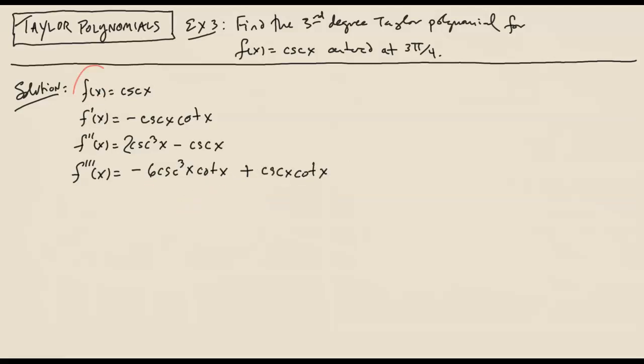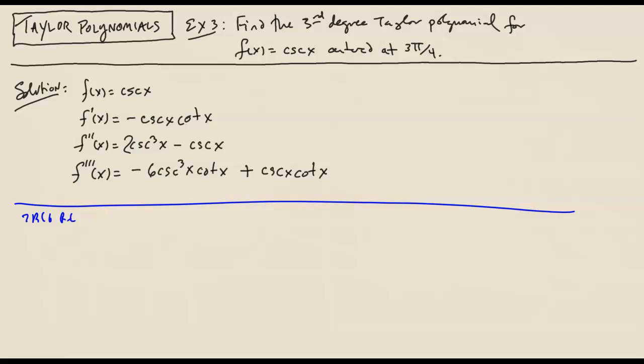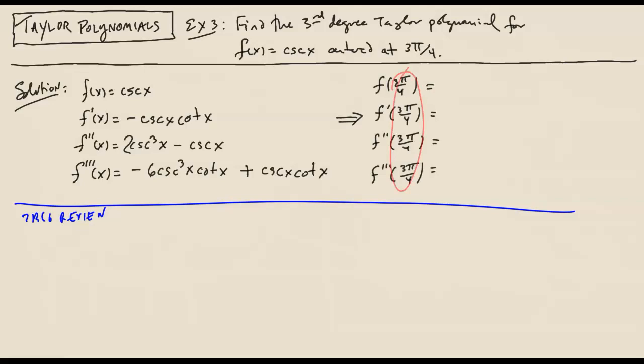So now we've got all of our derivatives, but we still need to evaluate them at 3 pi over 4, which is going to lead us to a little more trig review, which we will do down here on the other side of the blue line as usual. But remember the goal. We are trying to evaluate each of these things at 3 pi over 4. Well, what's that going to involve? We're going to stick 3 pi over 4 into each one of these 4 functions.